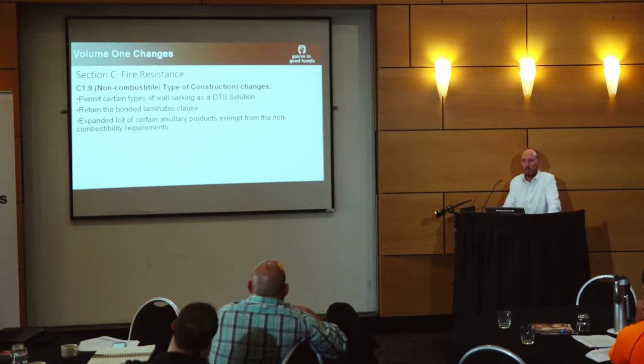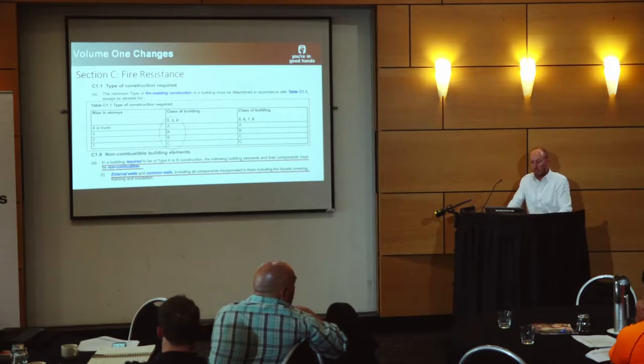So another one has been about, it's not a change, this one, but it's the retention of the bonded laminates clause in the code. And I'll go into more detail on these things as we go through it. And then there's an expanded list of certain ancillary products that are exempt from the non-combustibility requirements. I'll also mention some changes to now permit fire-protected timber to be used for all classes of building as well. And there's a few other changes there.